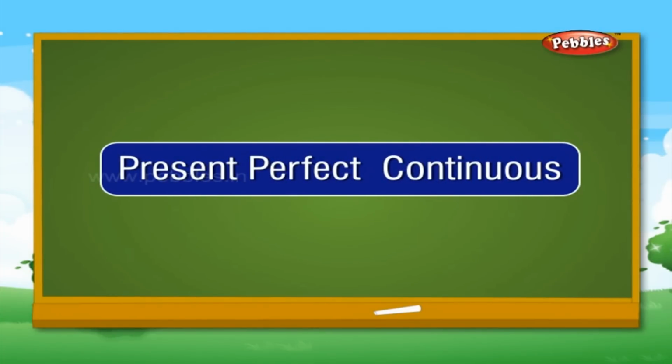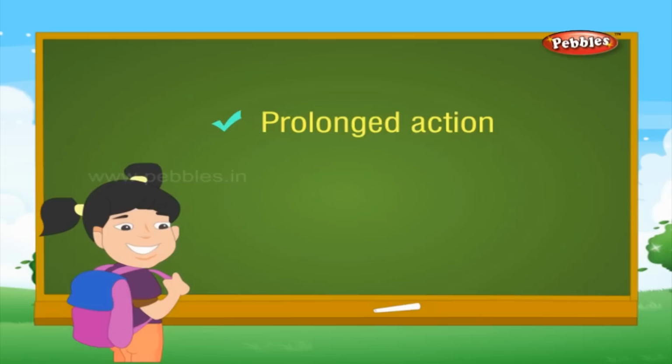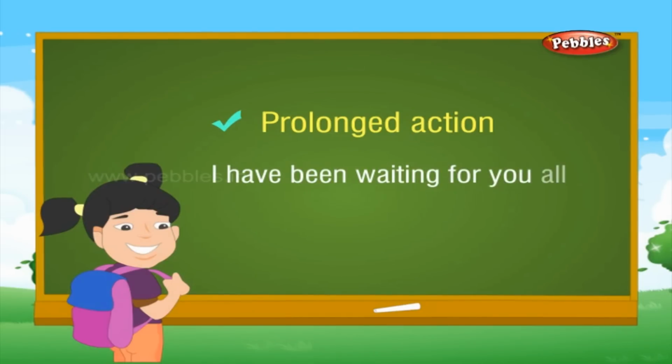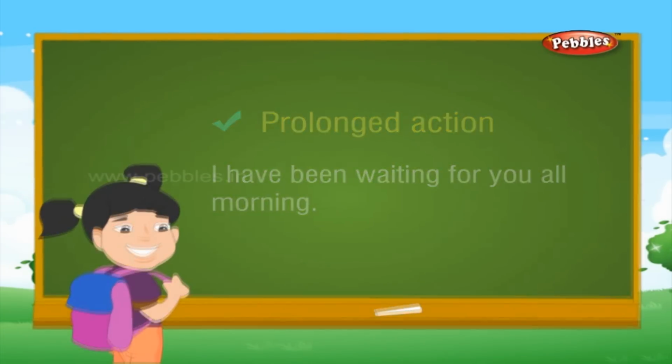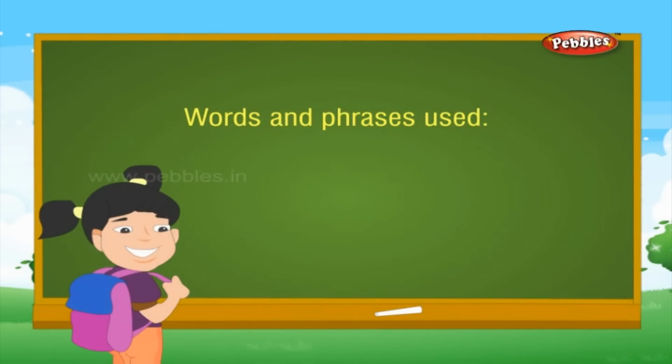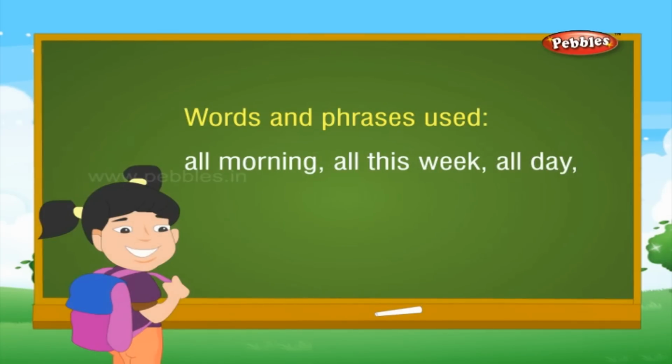Present perfect continuous. Prolonged action. I have been waiting for you all morning. Words and phrases used: all morning, all this week, all day, all this time.